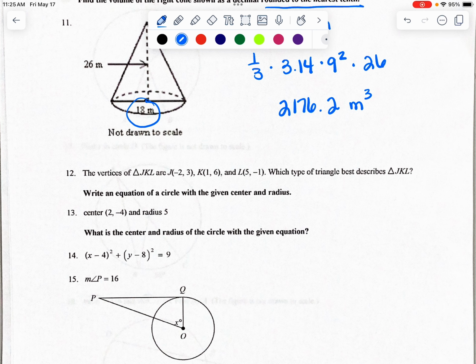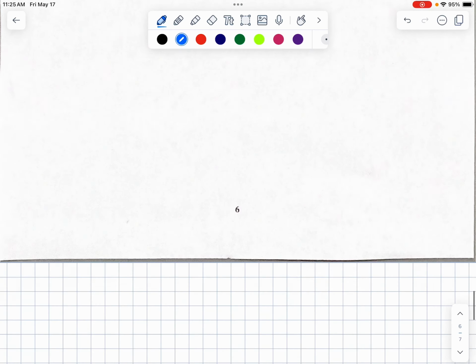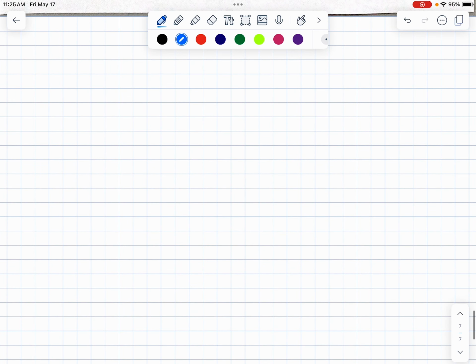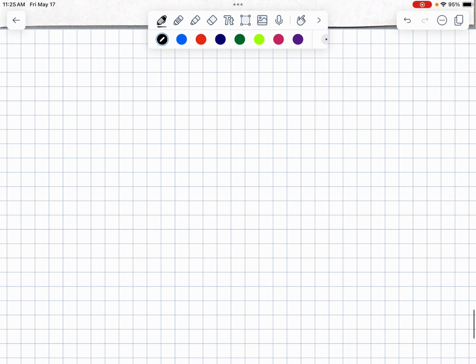In order to do number 12, I'm going to graph it first because I need to see the visual. So I'm going to come down here to my graph paper and graph number 12.